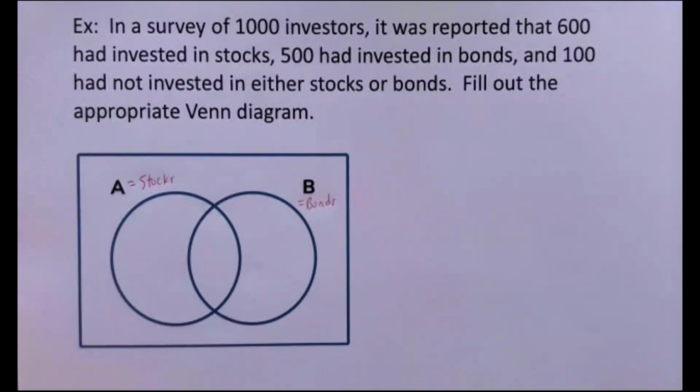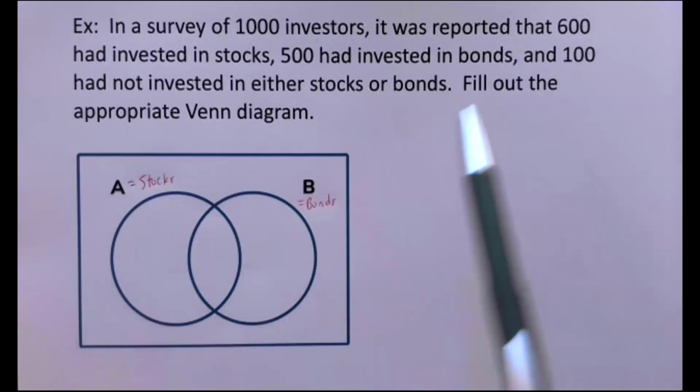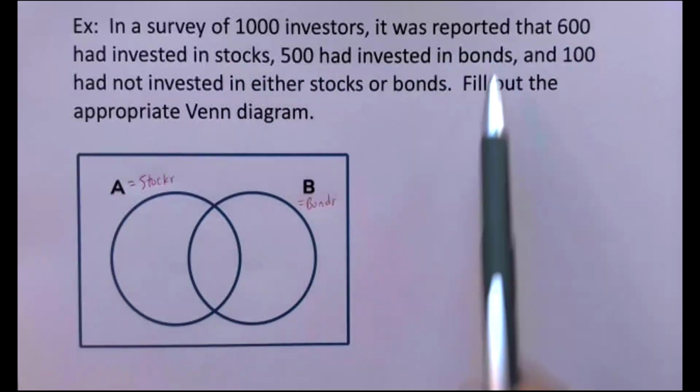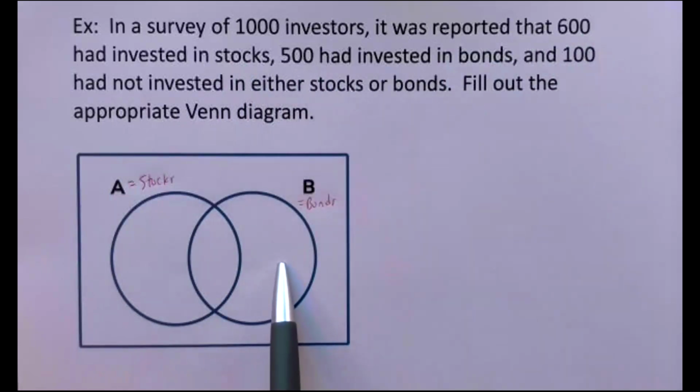Well, I think what some people would do is say, well, 600 people invested in stocks. I will sometimes see people put the number 600 right here. That is probably wrong. When we say 600 people invested in stocks, we don't necessarily mean there's 600 here. We mean that this number plus this number adds up to 600. When we say that 500 people invested in bonds, we don't mean go put a 500 right there necessarily. We mean that this number plus this number adds up to 500.